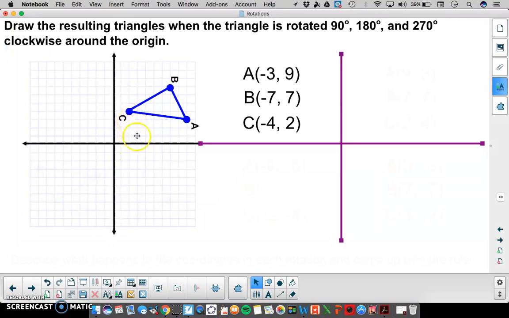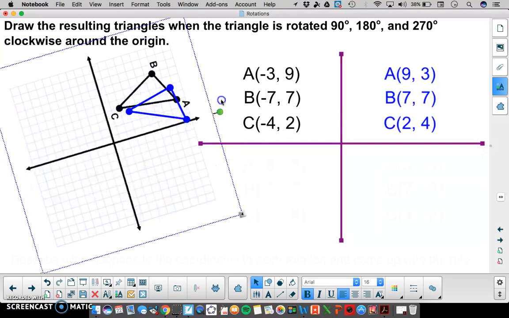Notice now I can count the points as if they were my original points. So A is now at positive 9, 3. B is now at 7, 7. And C is now at 2, 4.